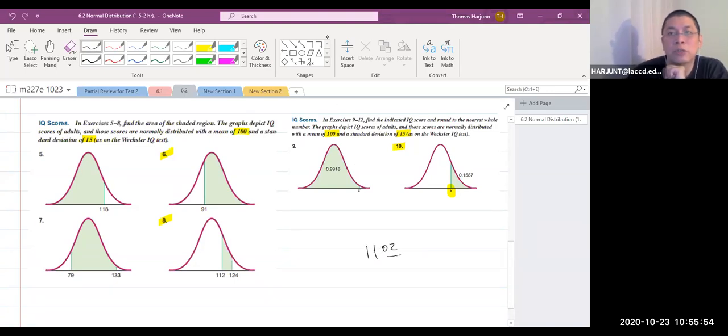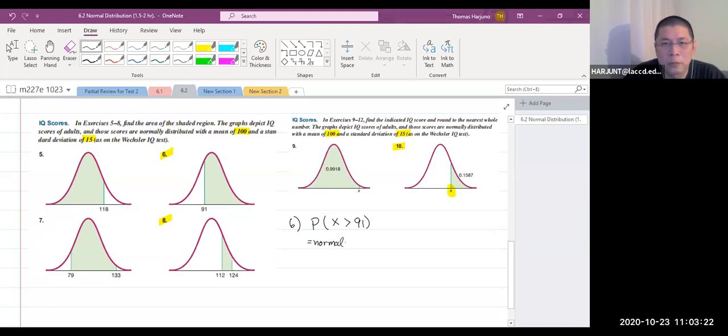Okay, let me ask you to do this: the probability notation, and then calculator notation, and then a calculator result. For number 6, let me do it down here. For number 6, that's the probability that X is greater than 91. That's normal CDF 91, E99. The mean is 100. The standard deviation is 15.